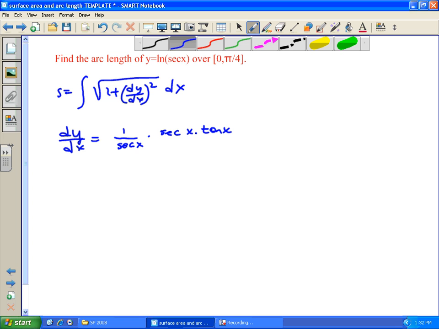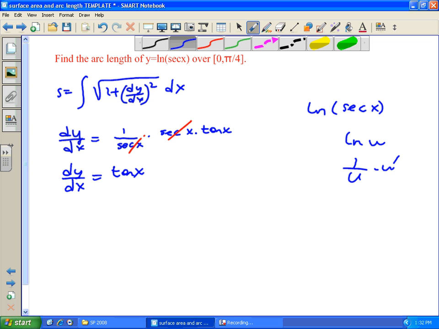That's because the original function was ln of something, so like ln of u, the derivative is 1 over u times u prime. This is helping us remember a little bit about our differentiation skills. It's been a while since we've done that. Now, as you can see, the secants cancel, and we're left with tangent x. So dy dx is equal to tangent x.